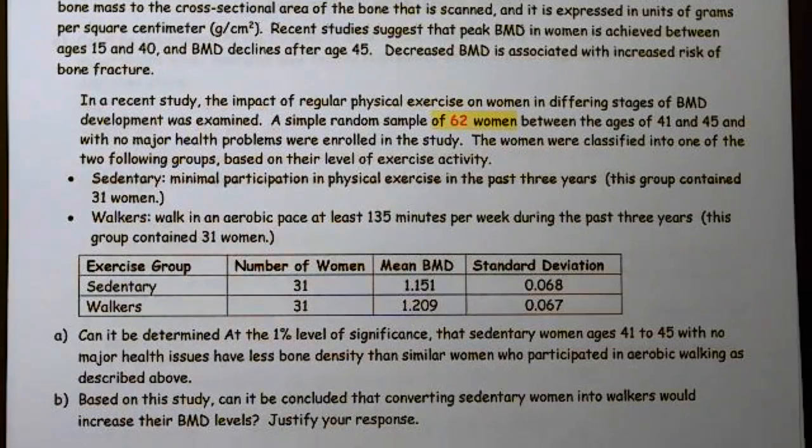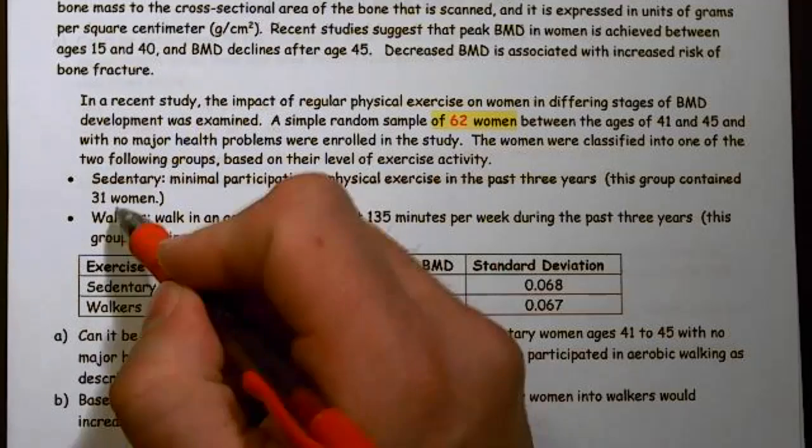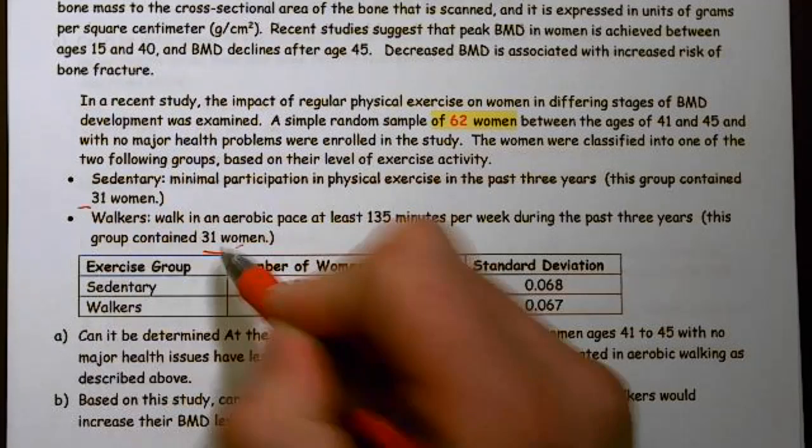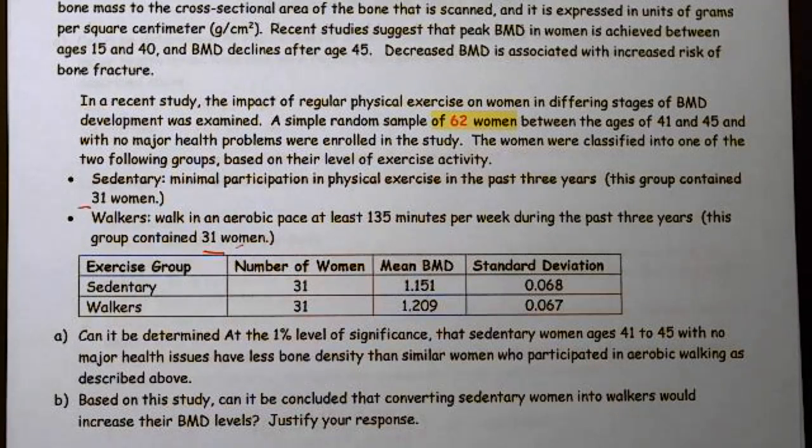The women were classified into one of two groups based on their level of exercise: sedentary, minimal participation in physical exercise, and walkers, walking at an aerobic pace at least 135 minutes per week during the past 3 years. This group contained 31. So we have two separate groups. These two separate groups tell me I'm working with some sort of two sample test.